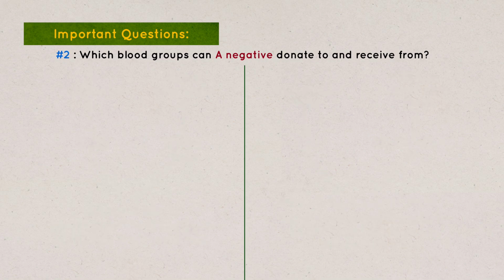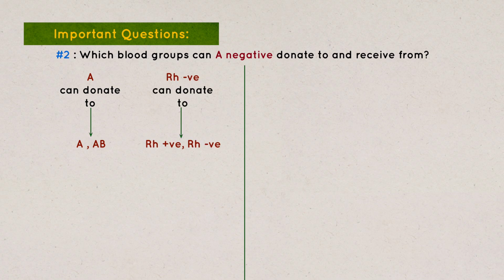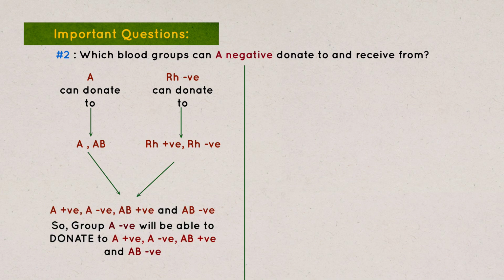Number 2, which blood groups can A negative donate to and receive from? We know that blood group A can donate blood to A and AB, whereas Rh negative can donate to Rh positive and Rh negative both. So group A negative will be able to donate to A positive, A negative, AB positive, and AB negative.